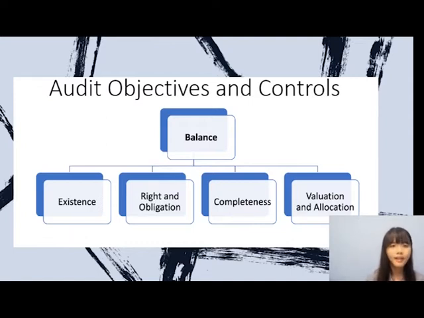Second is the right and obligation. The entity has a right to all recorded PPE at the end of the reporting period. Next is completeness. Non-current asset balances include all applicable assets used in operation at the end of the reporting period. Last is valuation and allocation. PPE are stated at cost or valuation less accumulated depreciation.